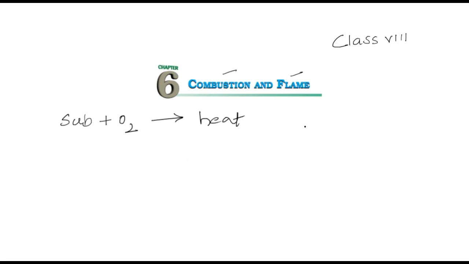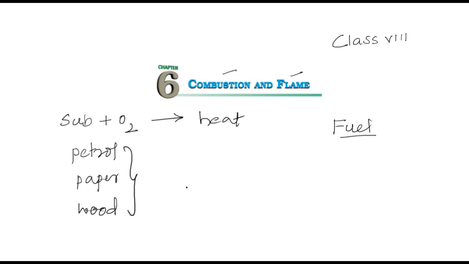Then we saw the requirements for combustion. What is required for combustion? We require fuel. And what is fuel? All combustible substances are fuel. For example, petrol is a combustible substance, therefore it is a fuel. Paper also can be a fuel. Wood is a fuel. All these are combustible substances, right? So we require fuel for the process of combustion.